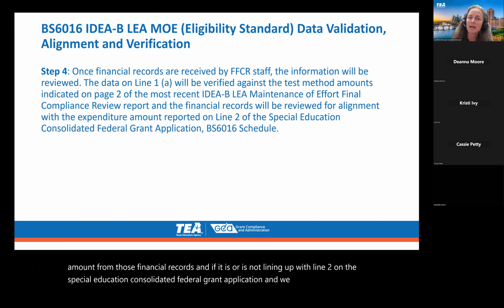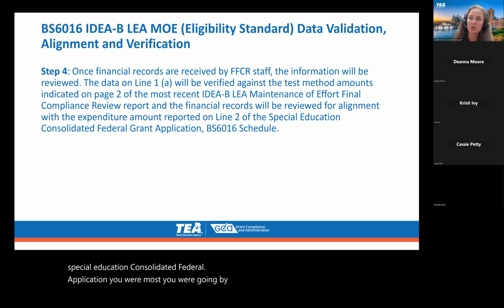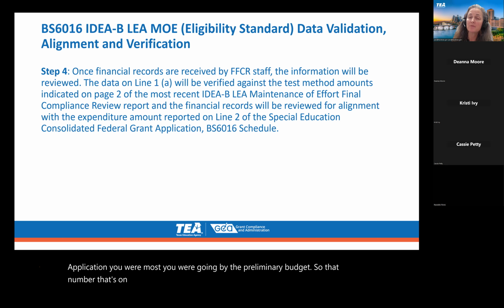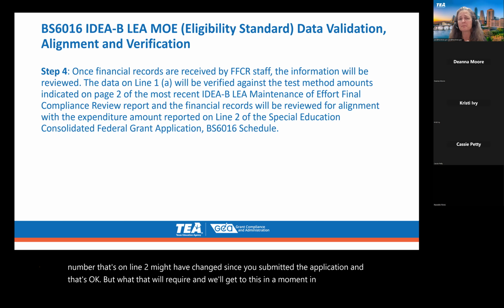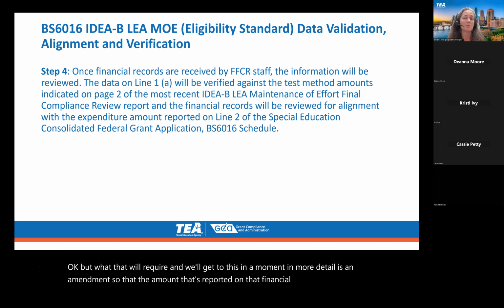And we do recognize that there's going to be the situation where, when you submitted the Special Education Consolidated Federal Grant application, you were going by the preliminary budget. So that number on line 2 might have changed since you submitted the application, and that's okay. But what that will require, and we'll get to this in a moment in more detail, is an amendment so that the amount reported on that financial record is in alignment with what's being reported on line 2 on the application.